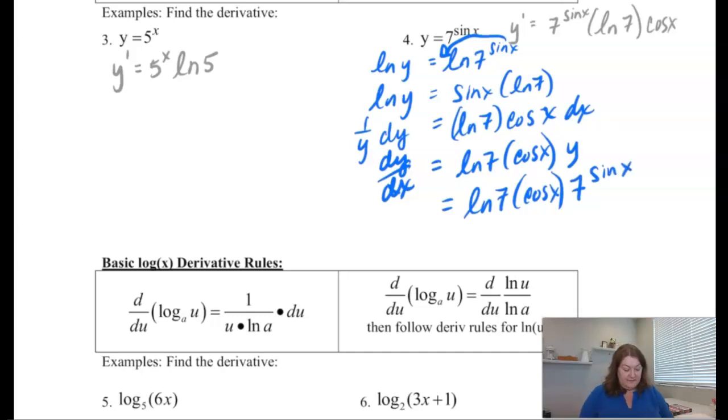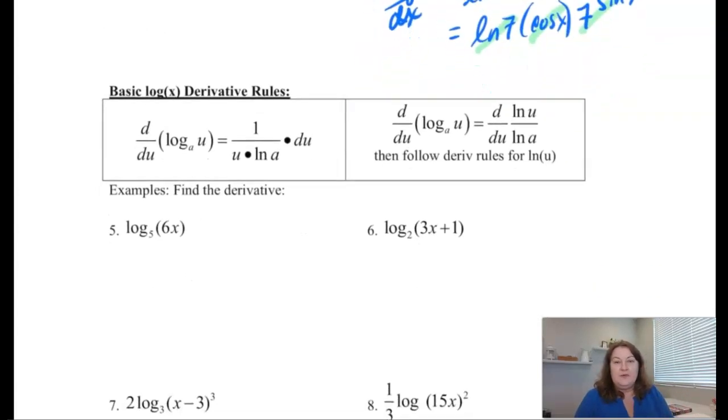So does it follow the same pattern? Let's go take a look. We had keep the original, ln of the base, and the derivative of the extra stuff, matching the pattern. Okay, so if you can't remember it, logarithmic differentiation is the way to go, right?